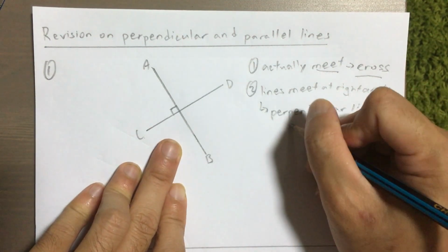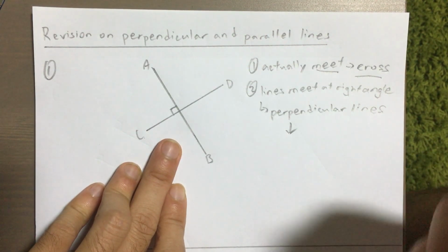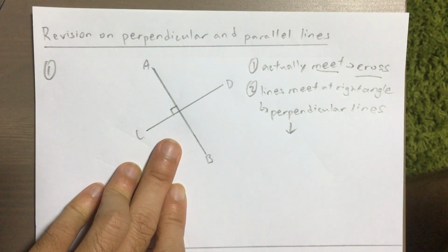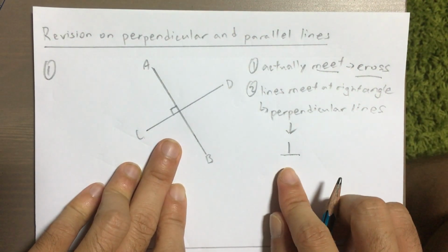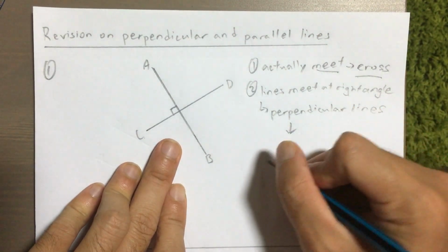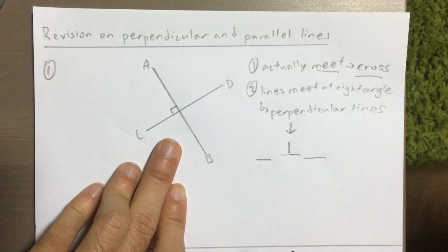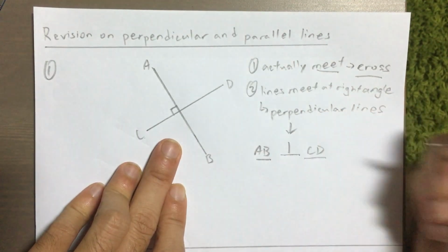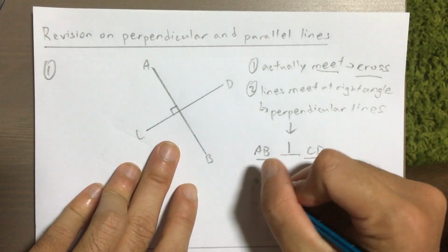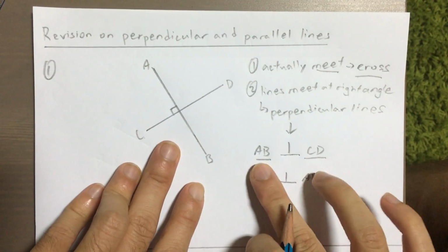And in maths we have maths language, like in Chinese you have Chinese language, like Malay and Malay language. When we want to describe lines that are perpendicular, we use the perpendicular symbol, which is just an inverted T like that. Which line is perpendicular to which line? I have AB perpendicular to CD. Of course, it can be the other way around. I can also put CD perpendicular to AB. The sequence doesn't matter.